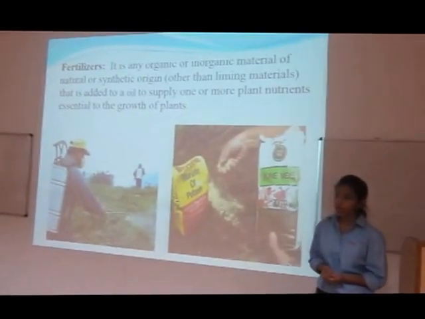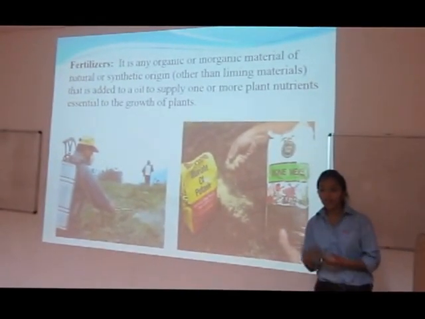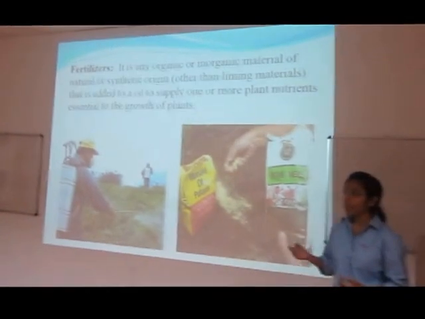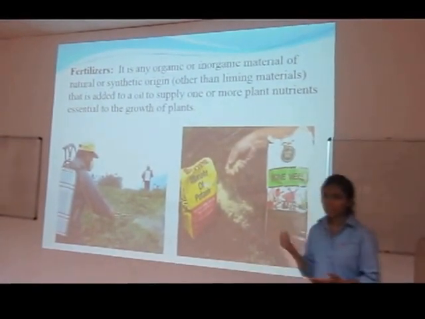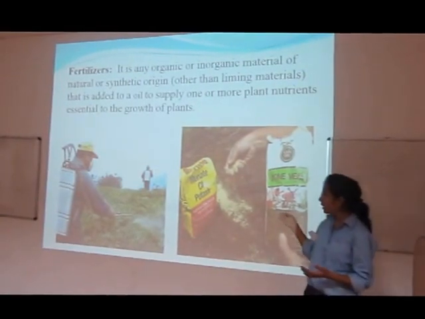It is any organic or inorganic material, of synthetic origin, that is added to the soil to supply the plants for them to grow well. There are various kinds of fertilizers like potash and nitrate, as you can see out here.